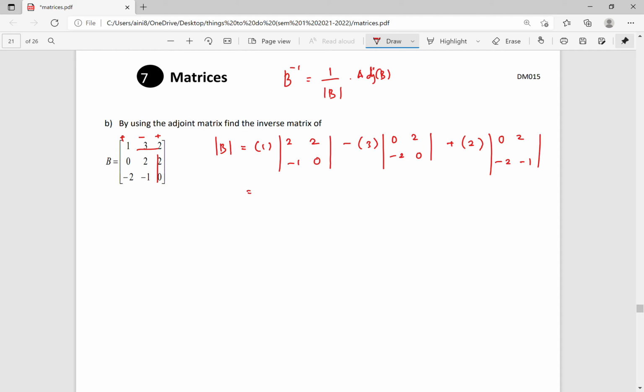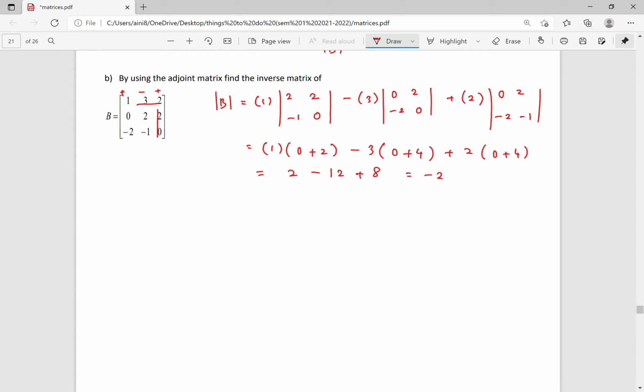And then 1 times 0 minus is plus 2. Okay, minus 3, and then 0 minus also plus 4. And then plus 2 times 0 minus 4, so plus 4. So 2 minus 12 plus 8. So the answer is negative 2.